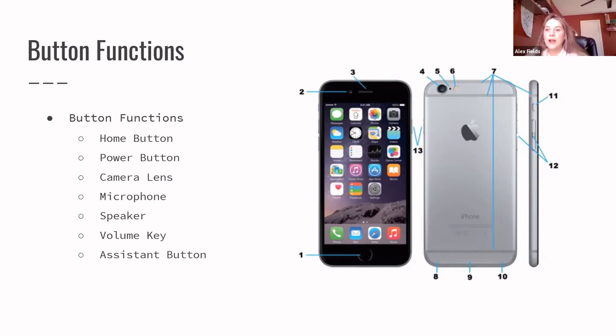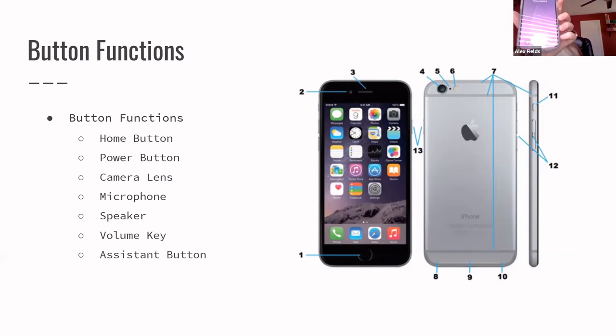And lastly, we have the assistant button. Your assistant button is actually your power button. If you click your power button twice, Siri will appear. Now it's not appearing on my phone, but once you set it up, you won't have to use the assistant button anymore. Instead, you can just ask your phone, "Hey Siri."